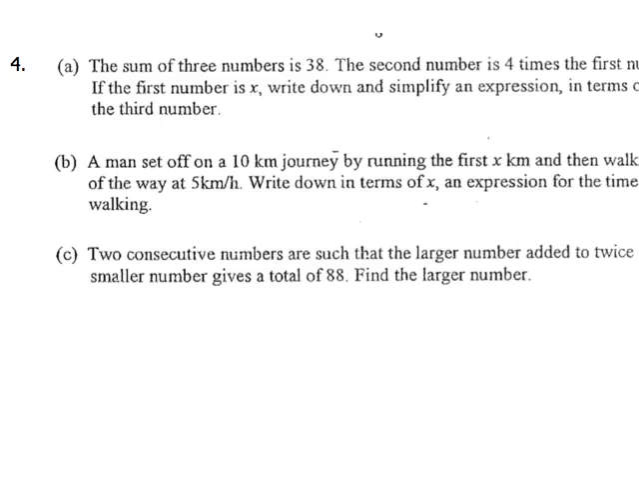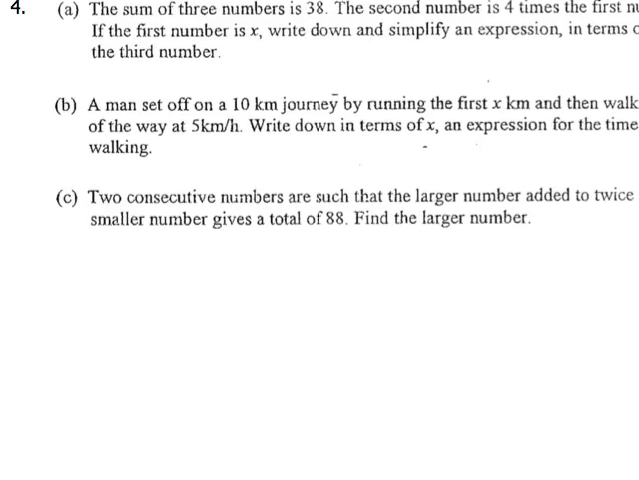Let's take a look. For part C, two consecutive numbers. Whenever they say consecutive numbers, I quickly remember it's something and something plus 1. So in this case, I would put n, because n is number, n and n plus 1. They are such that the larger number added to twice the smaller number gives a total of 88. Wow, what just happened in my head? Again, don't get so anxious. All you have to do is read it slowly.